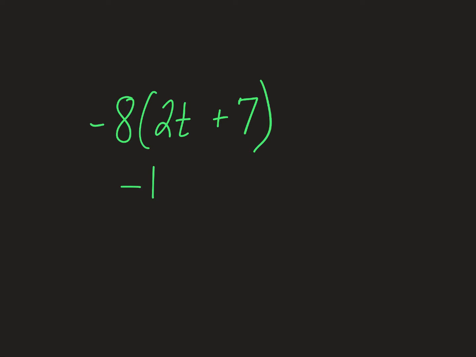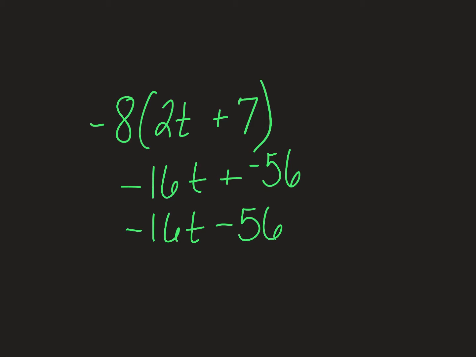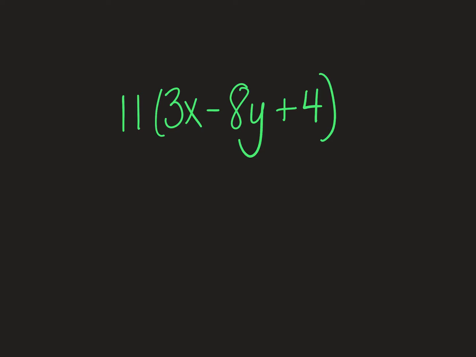Okay, let's try some more, okay? This time we're going to have a negative 8 times 2t plus 7. Paddles up. Let's see our answers, guys. Negative 16t plus or minus 56. And if you wrote negative 16t minus 56, then that is correct. Okay? Is it a negative 8 or just minus 8? Minus 8, which could be a negative when you get your answers.